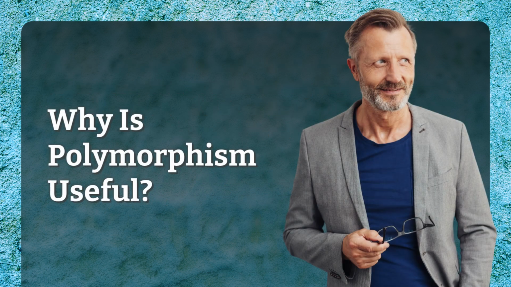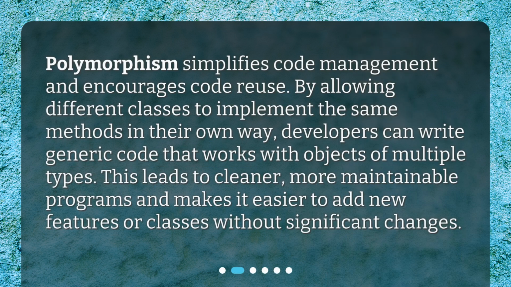Why is polymorphism useful? Polymorphism simplifies code management and encourages code reuse. By allowing different classes to implement the same methods in their own way, developers can write generic code that works with objects of multiple types. This leads to cleaner, more maintainable programs and makes it easier to add new features or classes without significant changes.